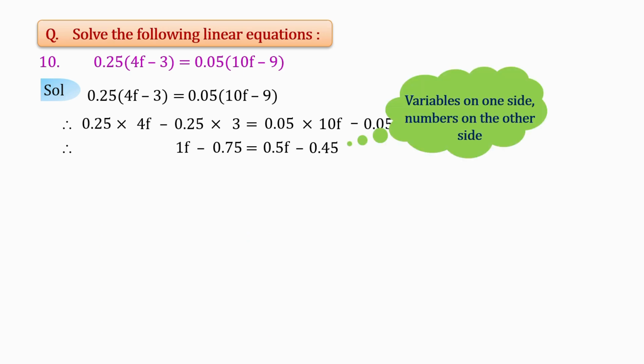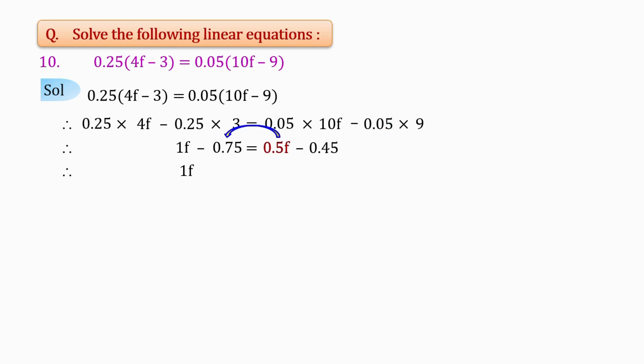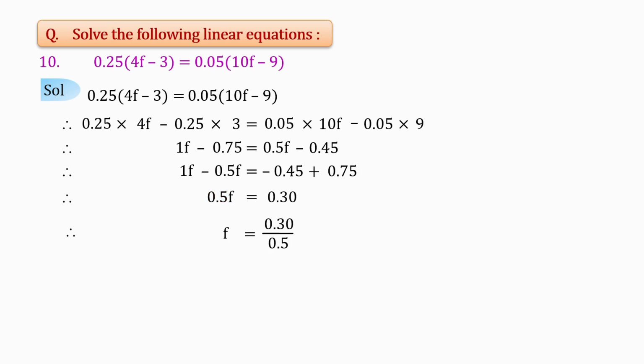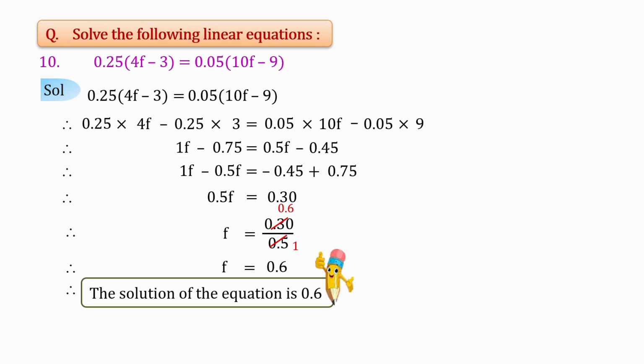So now variables on one side and numbers on the other side. Now shift 0.5 to the other side. Now it becomes 0.6. So the solution of the equation is 0.6.